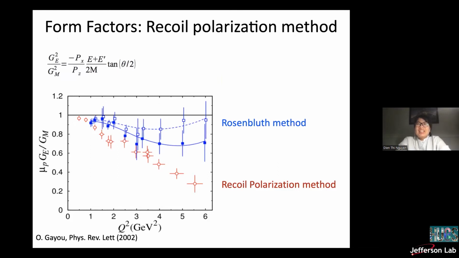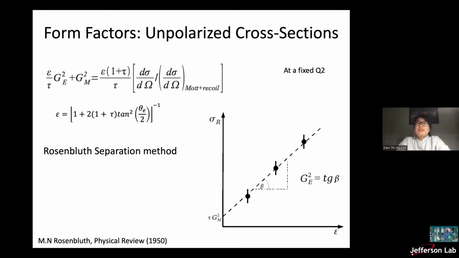Sorry to interrupt. When we say a fixed Q squared, in an experiment, obviously not all measurements are going to be at exactly the same Q². So what's the tolerance band for considering something to be the same Q²? Is it plus or minus a certain amount in GeV or MeV?